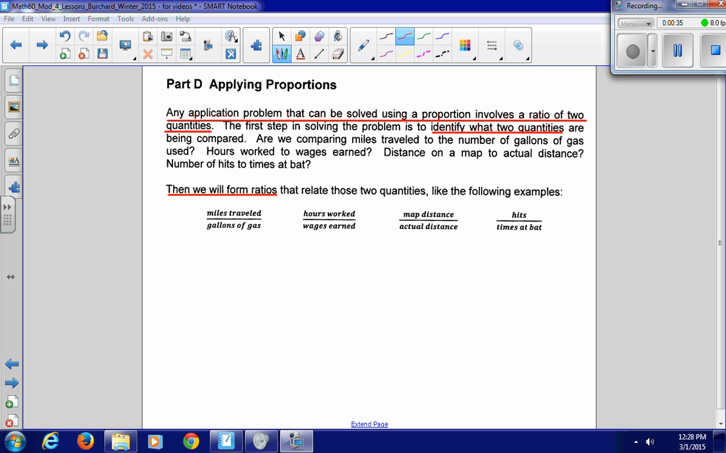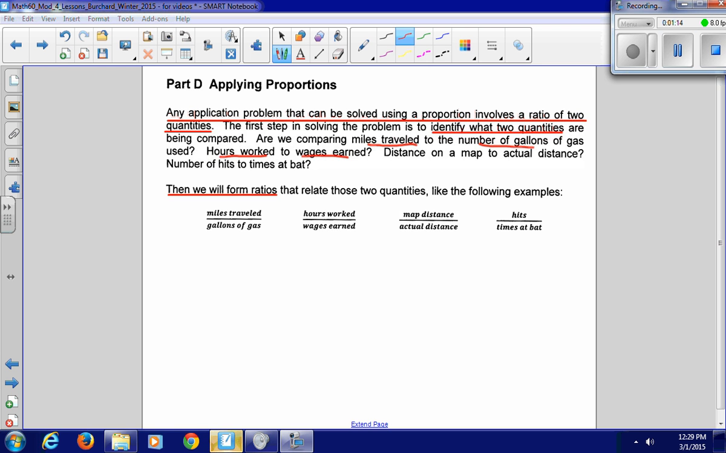You can recognize a ratio problem if you see things that are being hooked together. The examples we have here are, for a certain number of miles traveled, you use a certain number of gallons. So that's hooking those two quantities together. We might have a problem where we hook hours worked to wages earned. So that means there's a ratio of hours worked to wages earned. The more hours worked, the more wages earned.